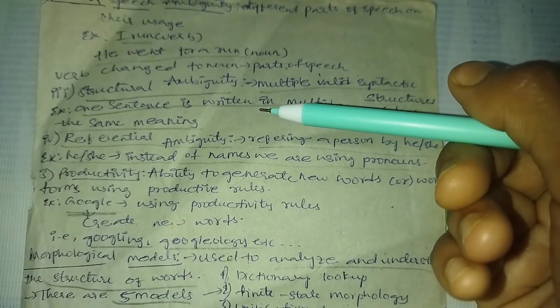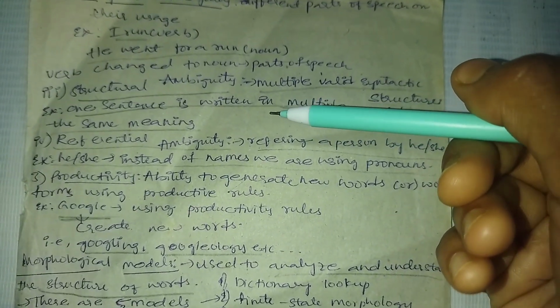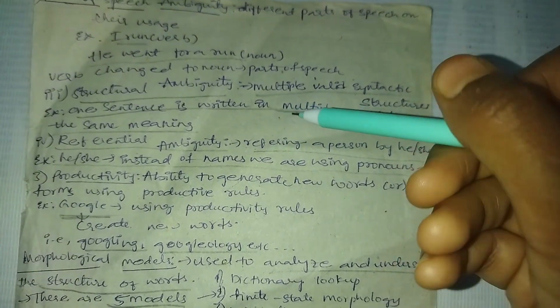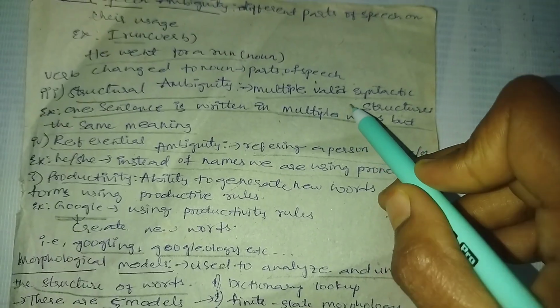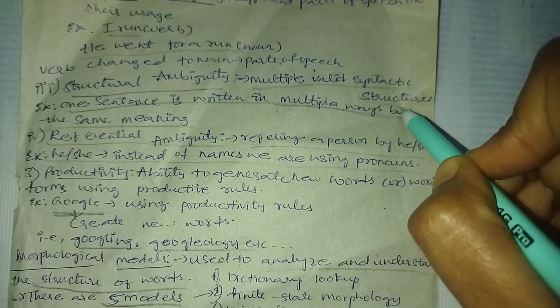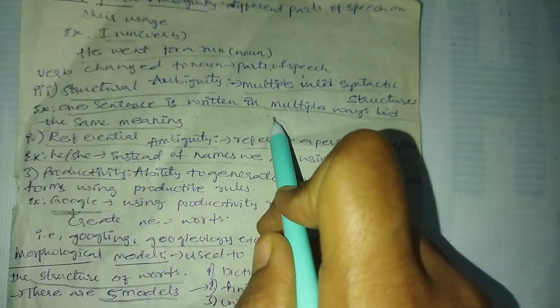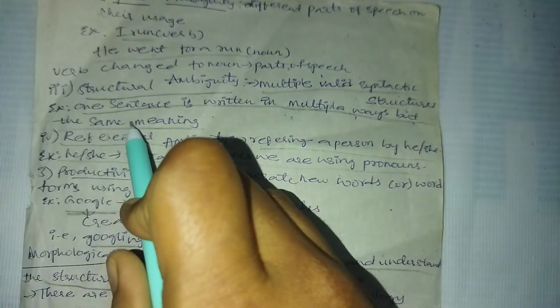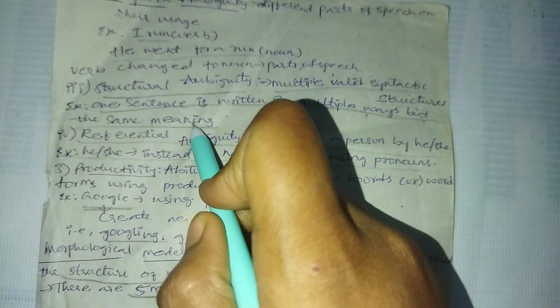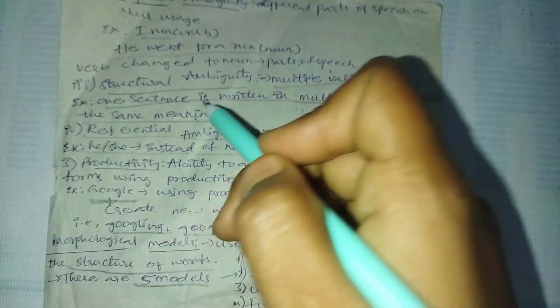The third type of ambiguity is structural ambiguity. We use multiple valid syntactic structures, that is, different structures. One sentence is written in multiple ways with the same meaning, which is known as structural ambiguity.